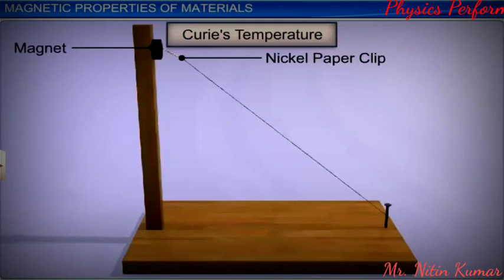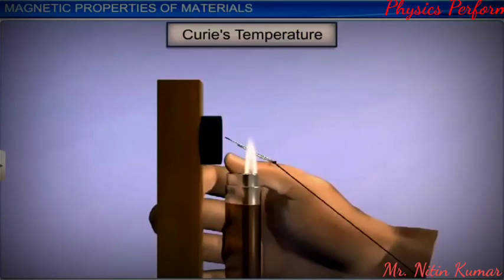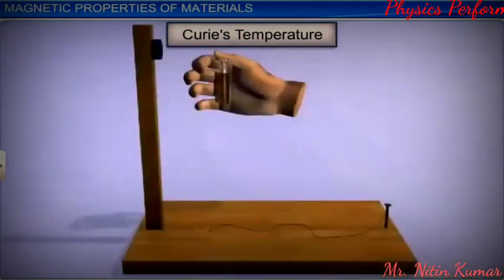Now, heat the clip with a lighter to increase its temperature. At a particular temperature, the paper clip falls down. That is, at that temperature, the clip transforms from being ferromagnetic to paramagnetic. This transition temperature is known as Curie's temperature.